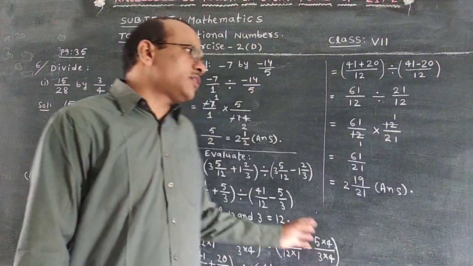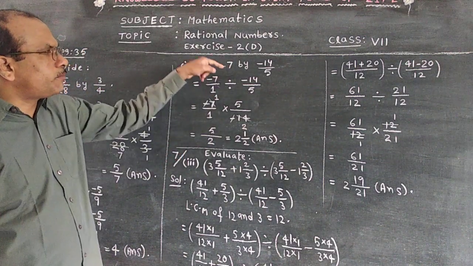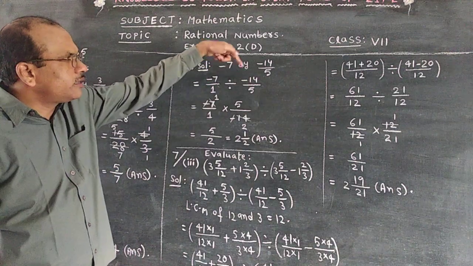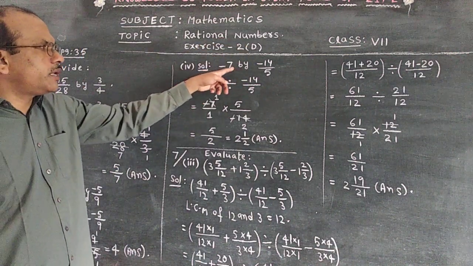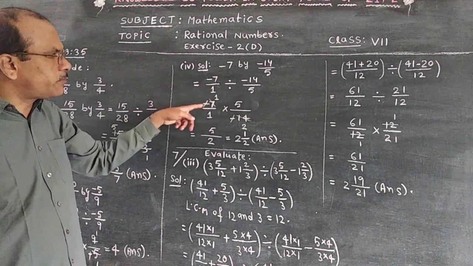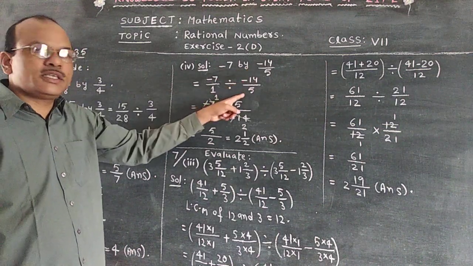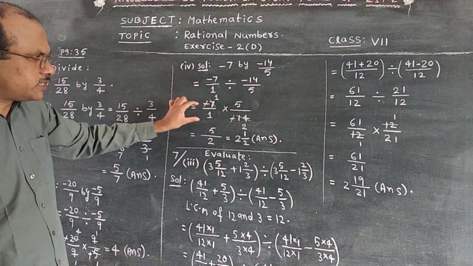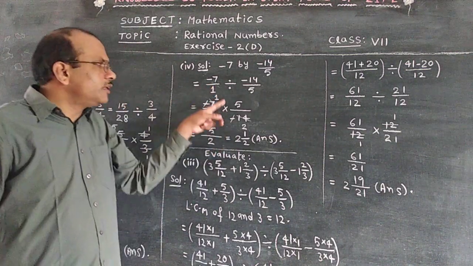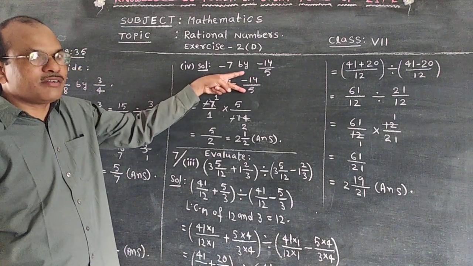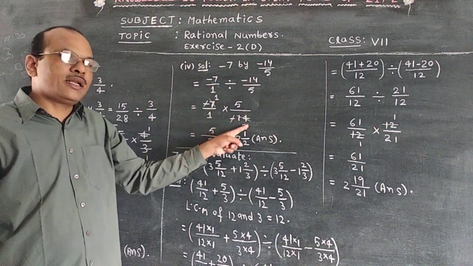This remains as our answer. We will go for the other part of the teaching. Here is one more question of the same model. Divide minus 7 by minus 14 by 5. That minus 7 has no denominator, so let it be minus 7 by 1. Minus 7 by 1 divided by that part is written. Then, minus 7 by 1 as it is, the division symbol changed to the into symbol. Then this is written in the reverse position, or reciprocal, that is 5 by minus 14.